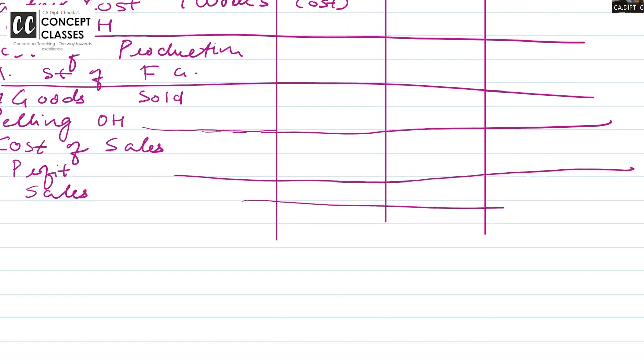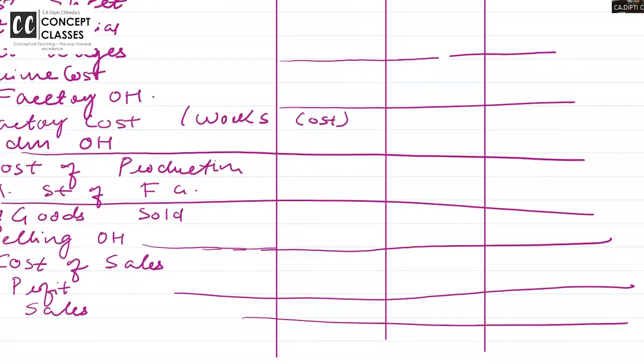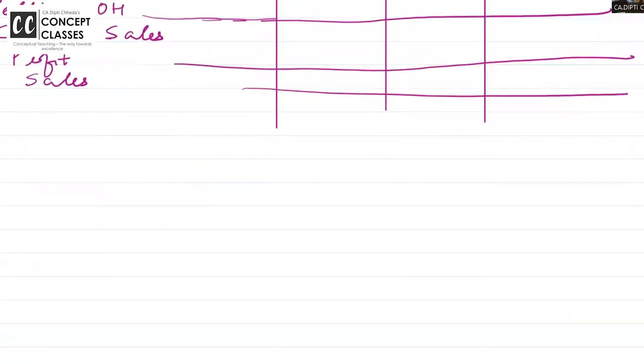Any doubt, any student in taking down the format? And this is like particulars, this is like total cost, and this is going to be your cost per unit. Achha hai, clear hai format? Chalo, start with your working note 1 for the direct material.